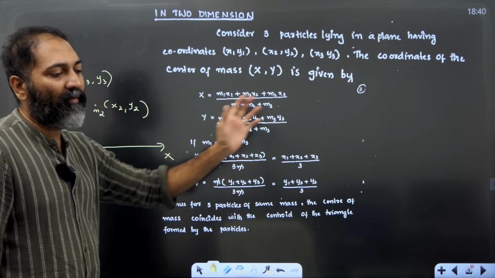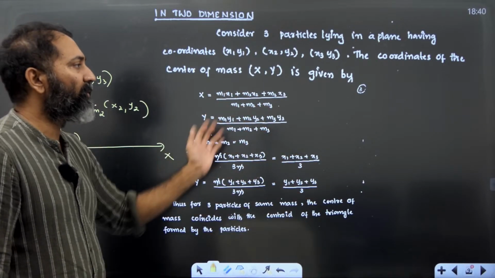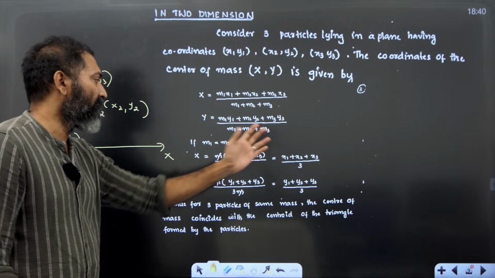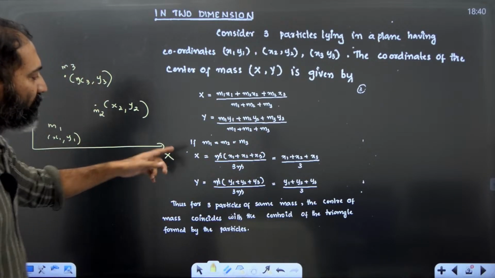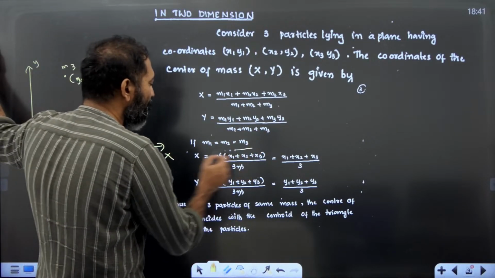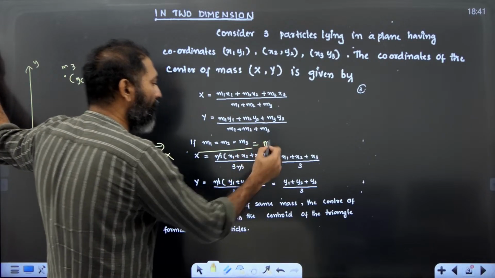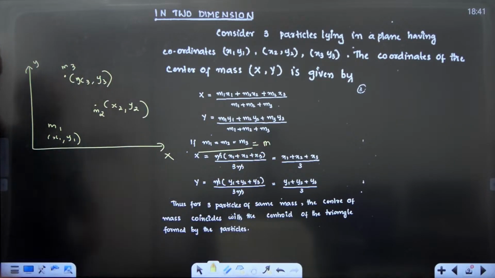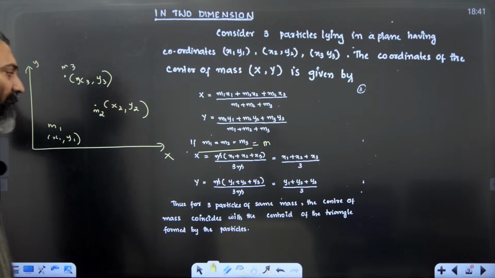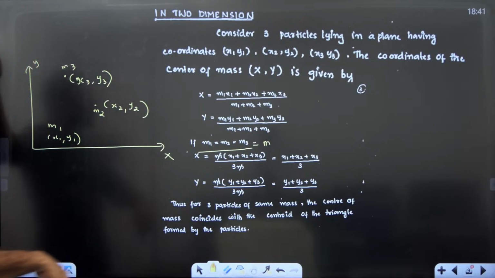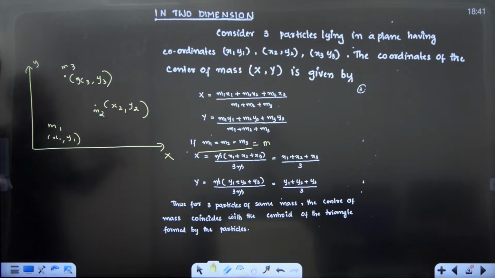Y coordinate will be what? m1 y1 plus m2 y2 plus m3 y3 divided by m1 plus m2 plus m3. If all the three particles have the same mass, m1 equal to m2 equal to m3 is equal to m, so what is the answer? x1 plus x2 plus x3 by 3. What will be the y coordinate? y1 plus y2 plus y3 by 3.